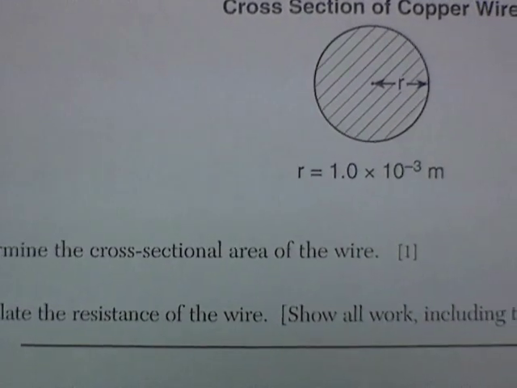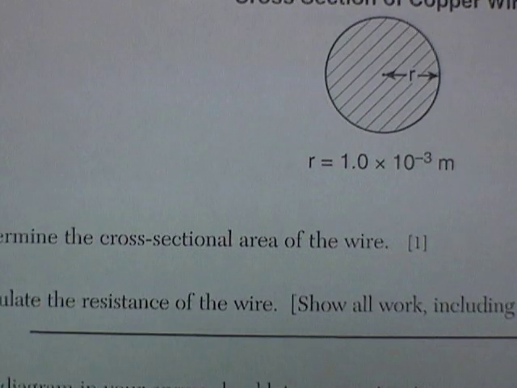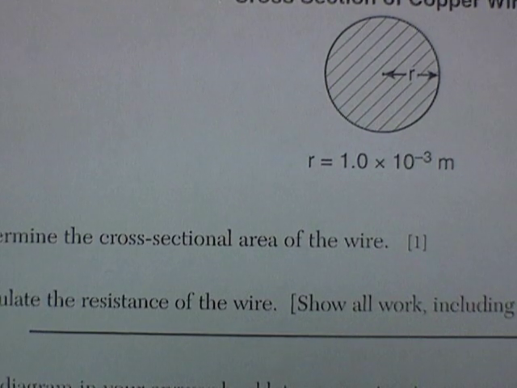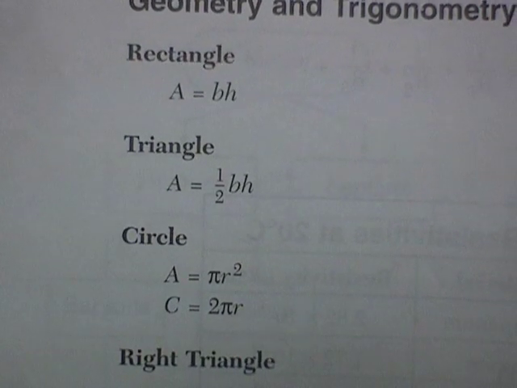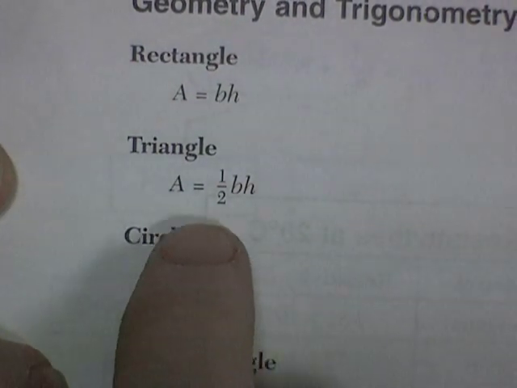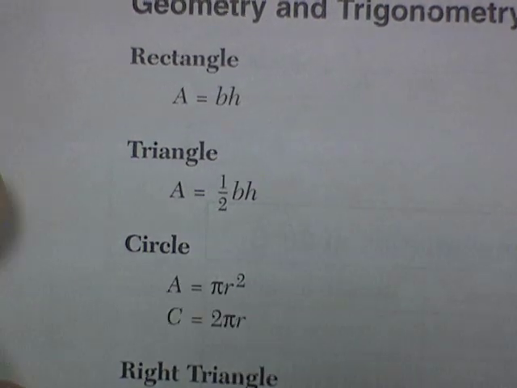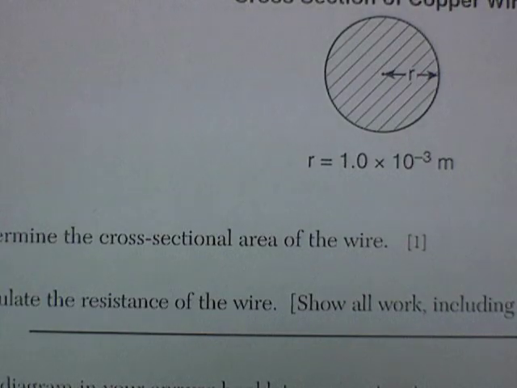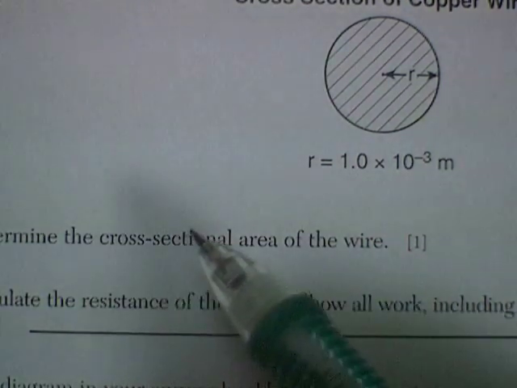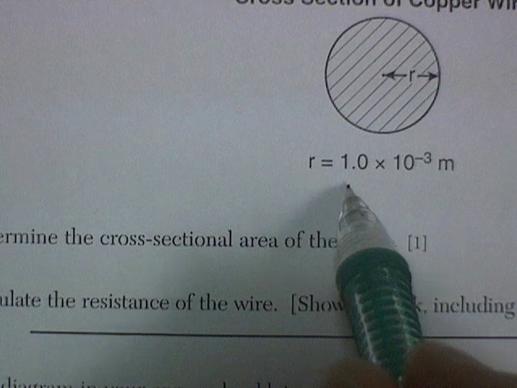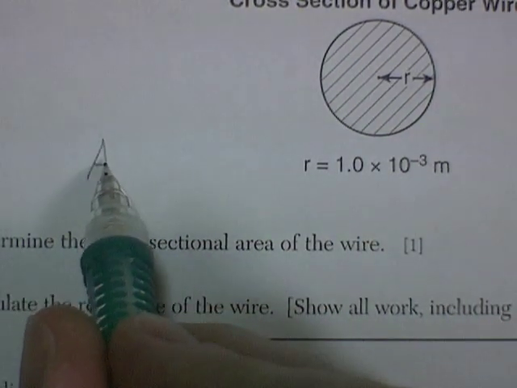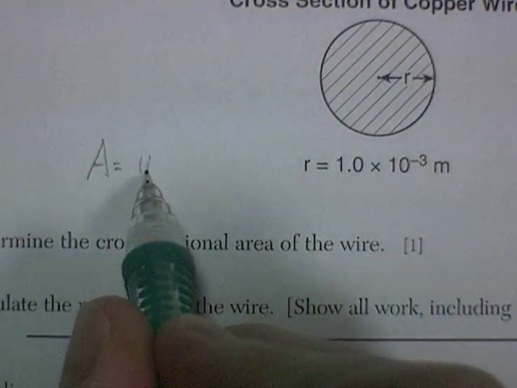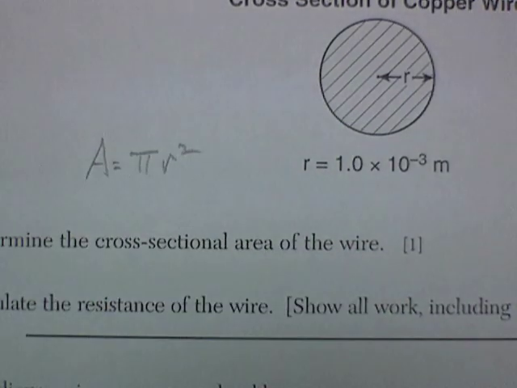Determine the cross-sectional area of the wire. Now, cross-sectional area is a formula, but we have that in the geometry and trigonometry. For a circle, the area is pi r squared, in case you forgot. So the cross-sectional area would be pi r squared, and we know r to be 1 times 10 to the negative 3 meters. So the cross-sectional area would be pi times r squared.